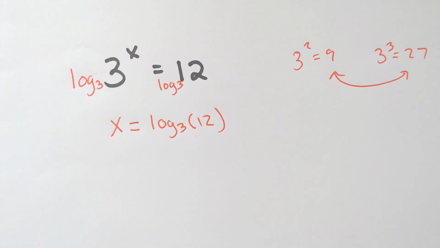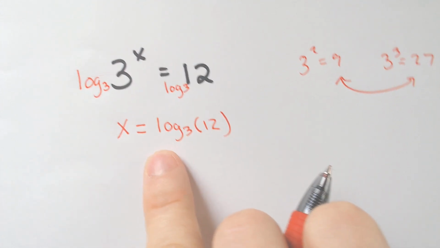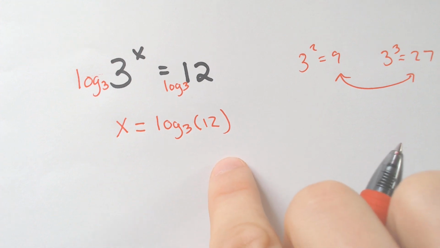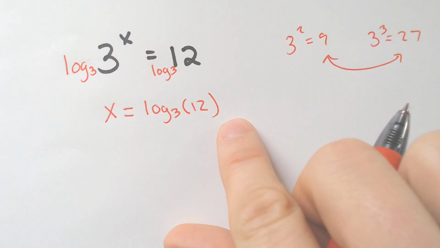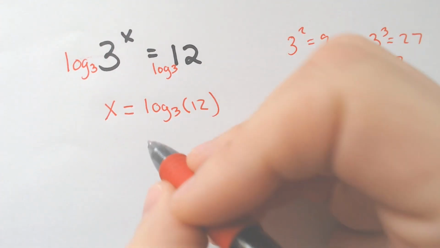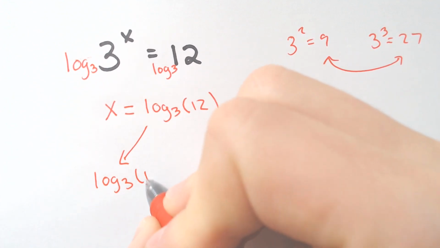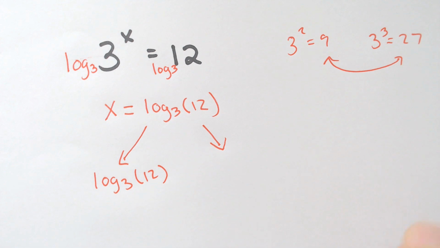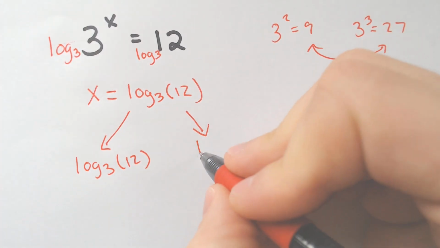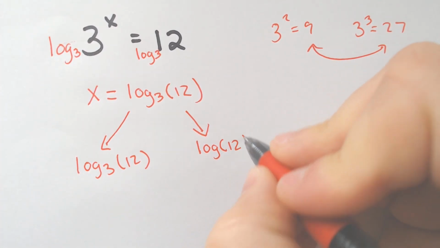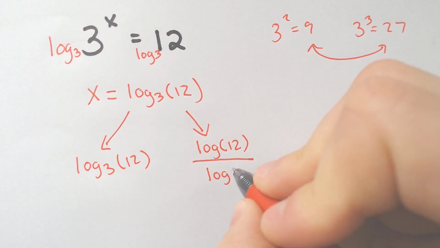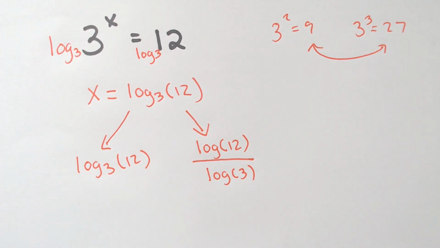Now from here, some of your calculators are able to type in log base 3 of 12. I will show you how to do it in my calculator, but a lot of your calculators cannot. So there are two options. If you have a good calculator, you can do log base 3 of 12. If you have an okay calculator, or in fact most calculators, what you're going to have to do is log 12 divided by log 3. That is known as the change of base formula. And then you can get your answer.